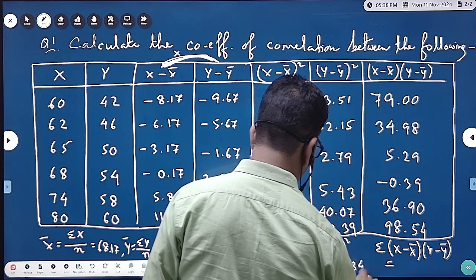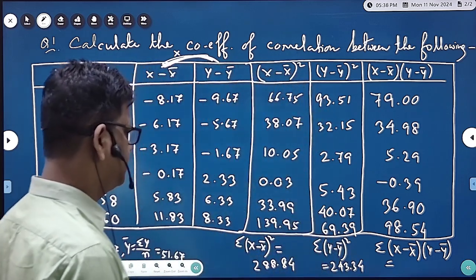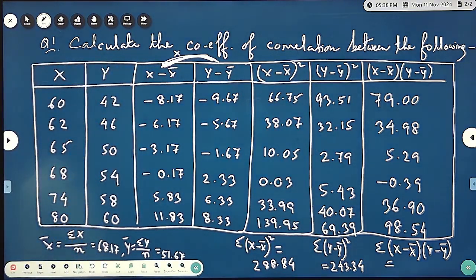243.34. Is it the summation of (y minus y bar) whole square? Second one, no? Last one, again you add these numbers. That minus number will be subtracted, minus 0.39. So 79.00, then 34.98, 5.29, minus 0.39, then again 36.